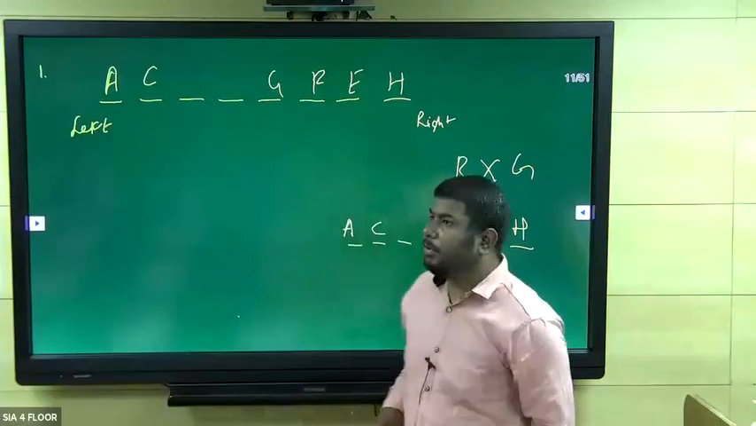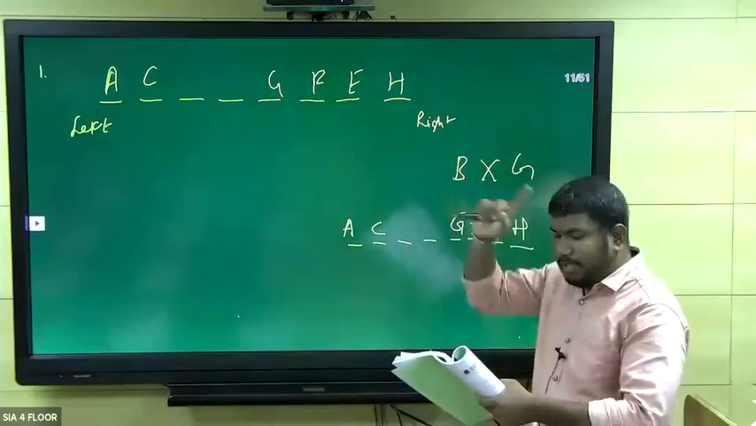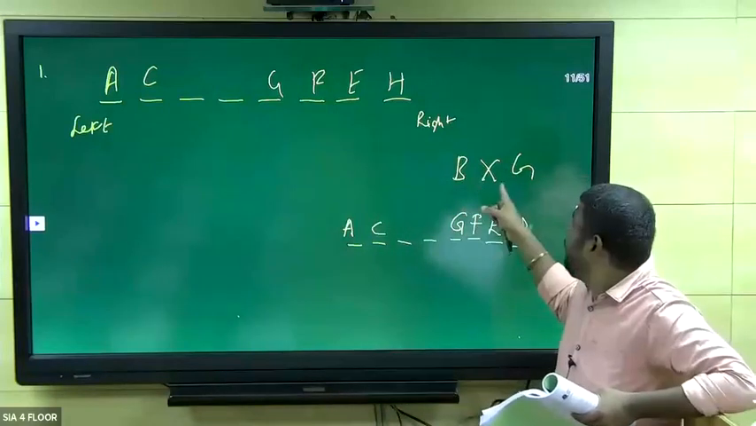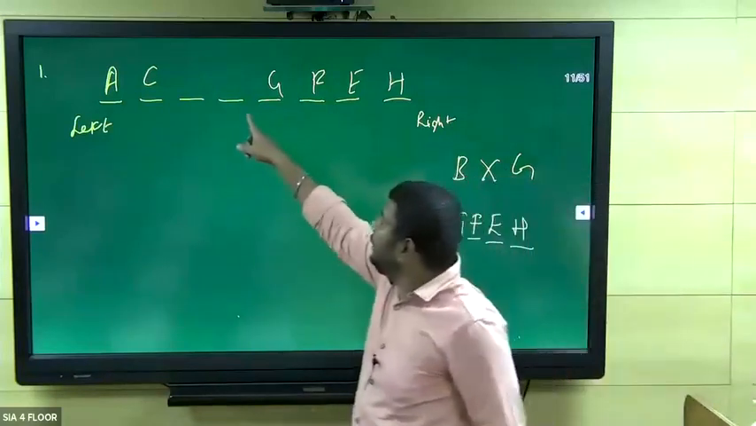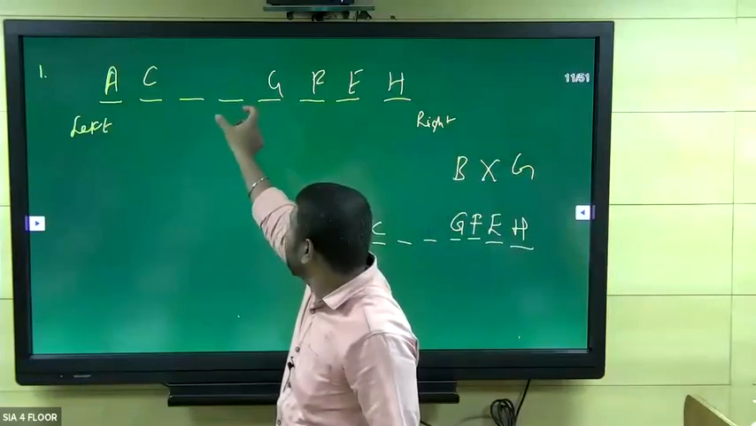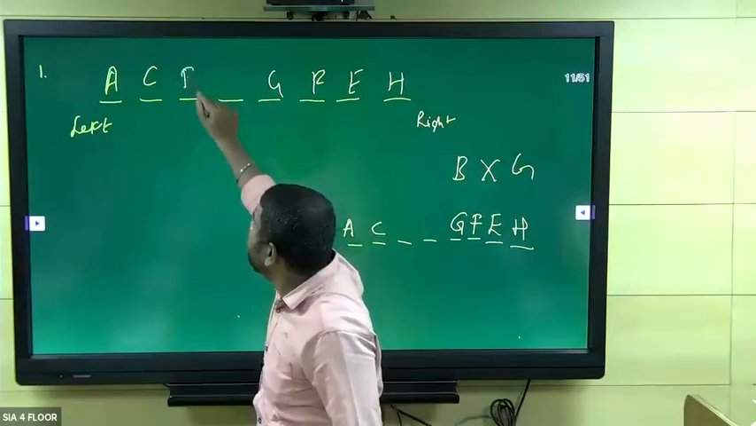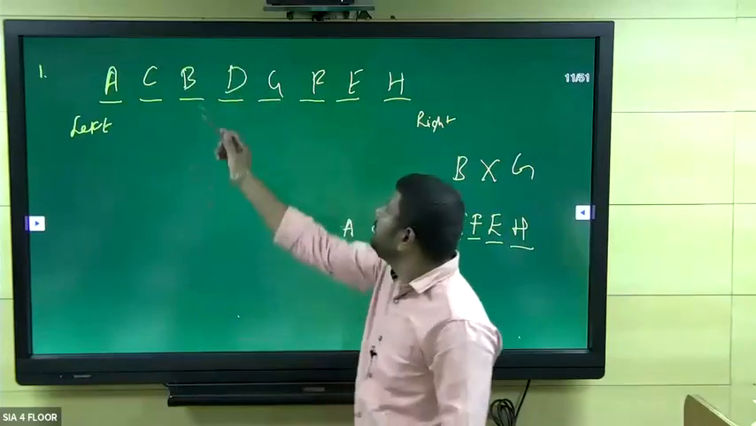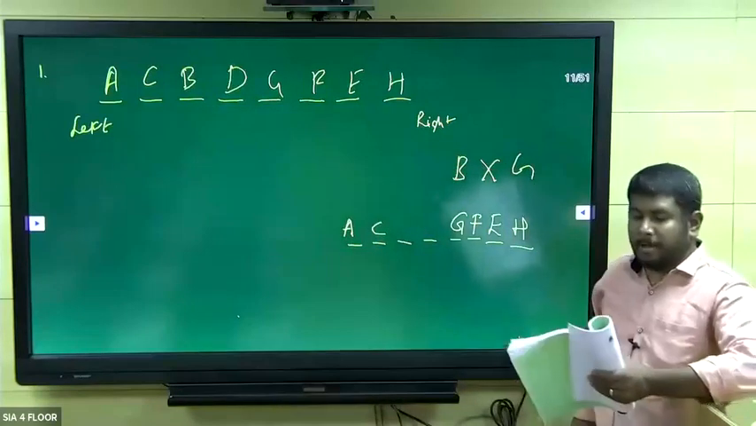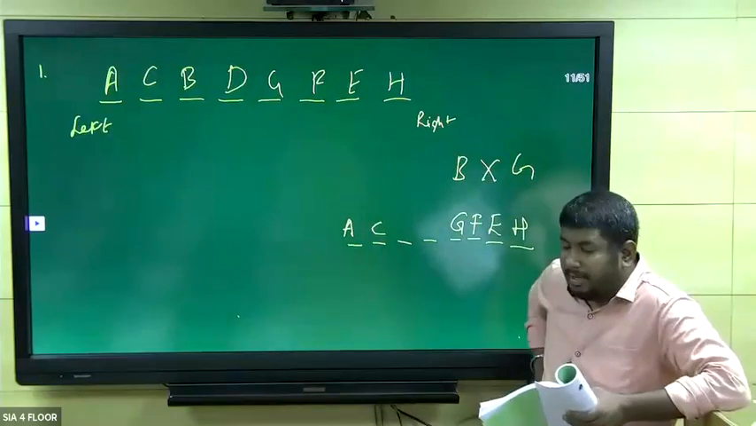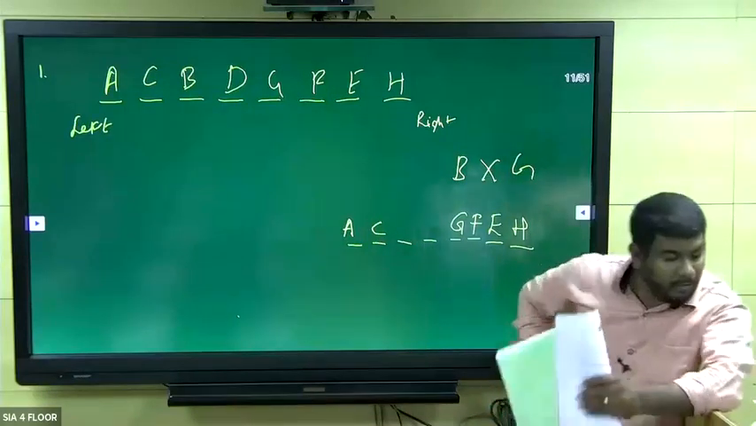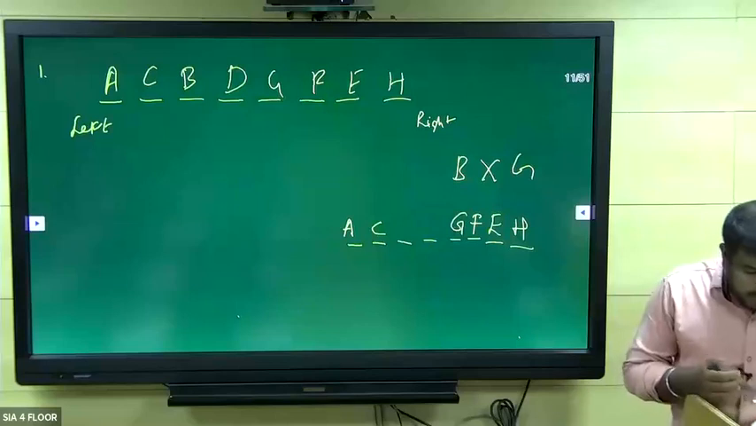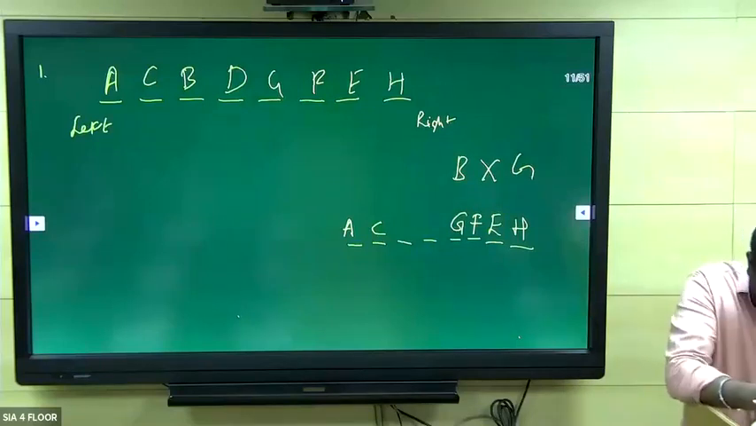We already know, read the first clue: B is not a neighbor of G. Then definitely B should not come to this place. So the only possible place for B is here, and the remaining person is D. So this is our arrangement. Now read the question. Which one of the following is correct in respect of the above?